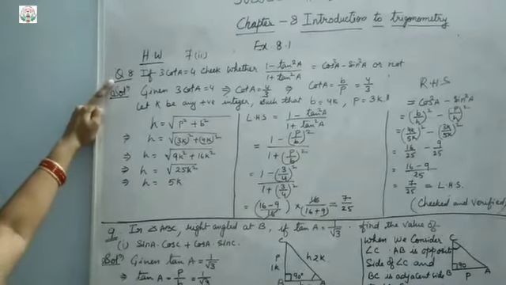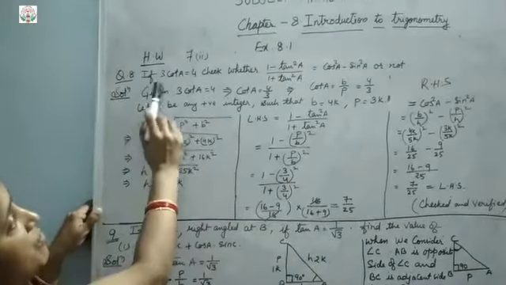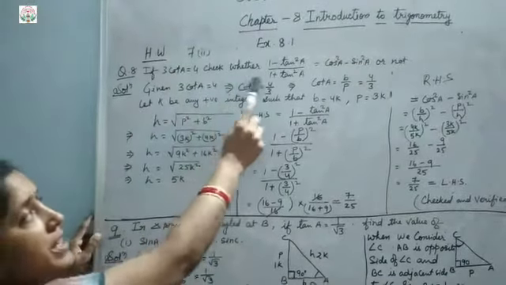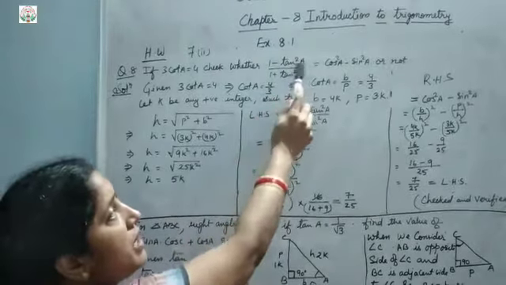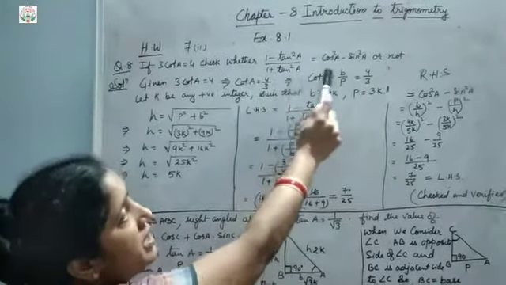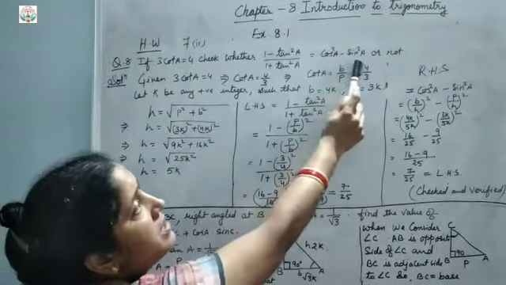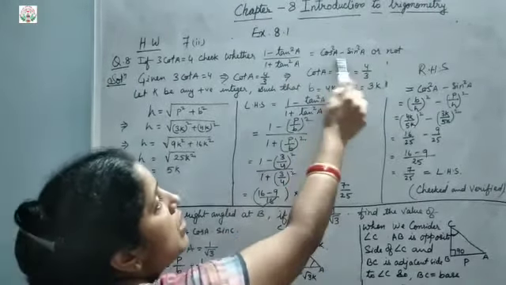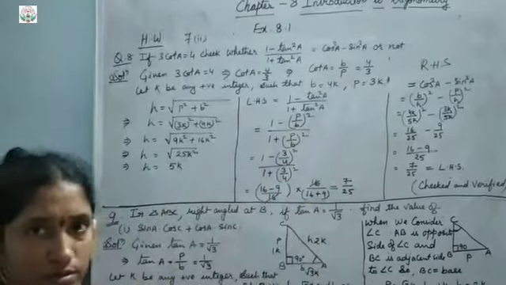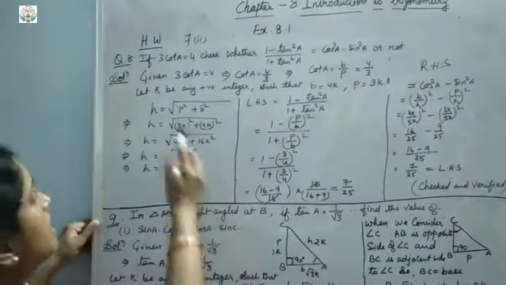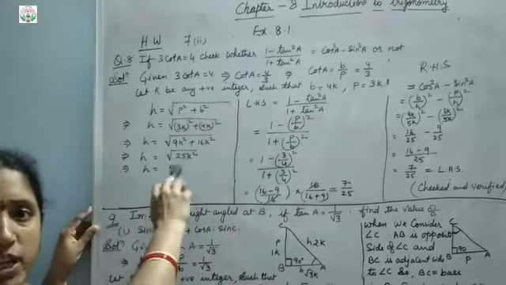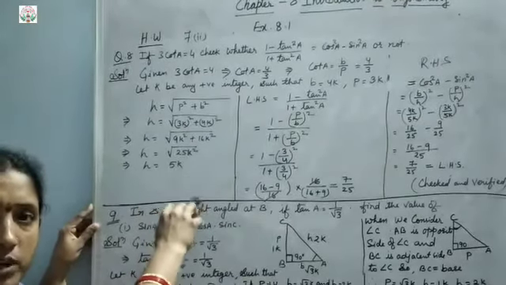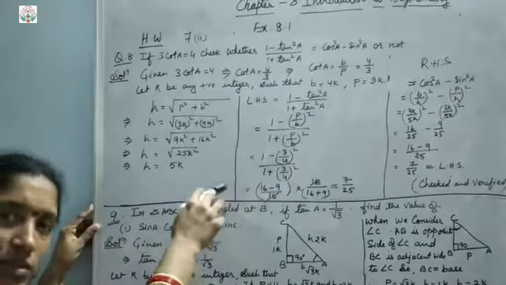Now 8th question goes like this: if 3 cot A equals 4, then check whether (1 minus tan square A) upon (1 plus tan square A) equals cos square A minus sin square A or not. Means this LHS equals RHS or not. Okay, that we have to check. Now before checking we need to have the values of perpendicular, base and hypotenuse.